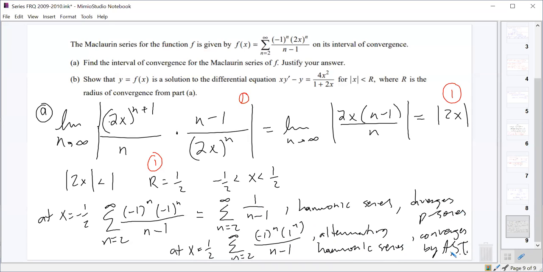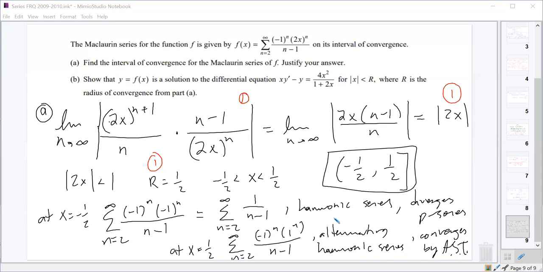And so our final interval should have been -1/2 to 1/2 inclusive. And so you got 1 more point for testing them both, or making an attempt to look at the endpoints, and 1 point for getting the actual value of the endpoints.